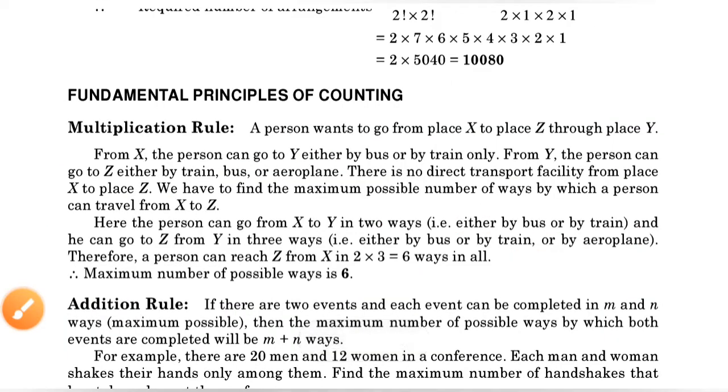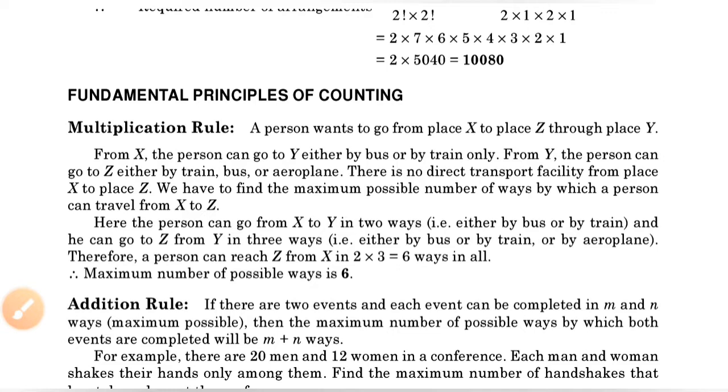There are two important principles of counting. These are called fundamental principles of counting. The first one is the multiplication rule and the other is the addition rule. For this I have taken some examples. For example, a person wants to go from place X to place Z through place Y.